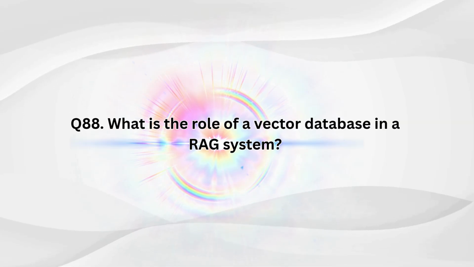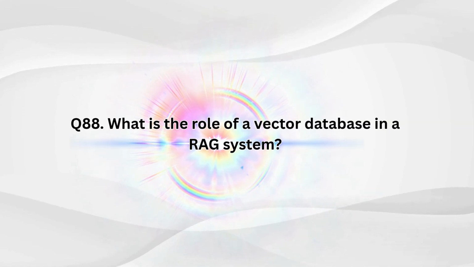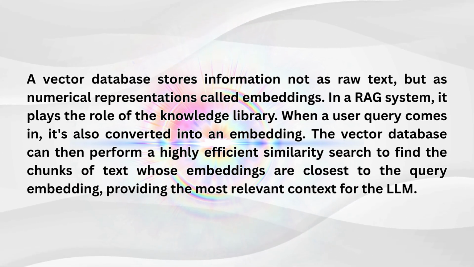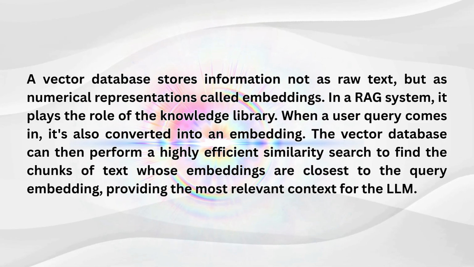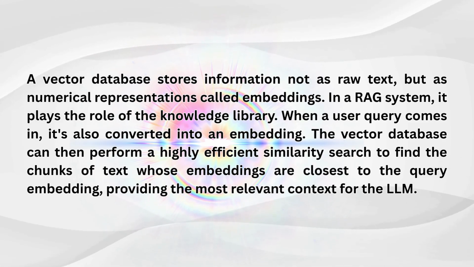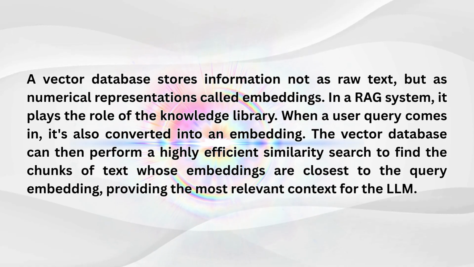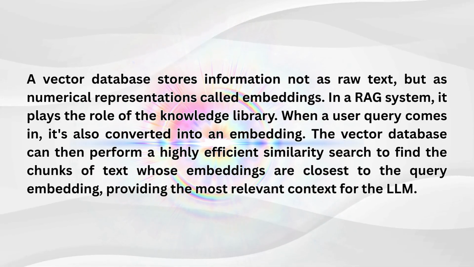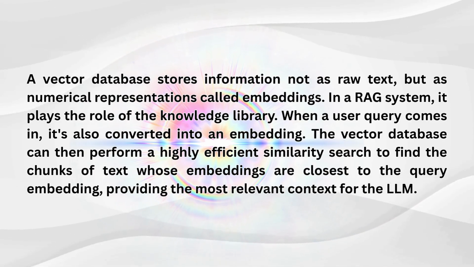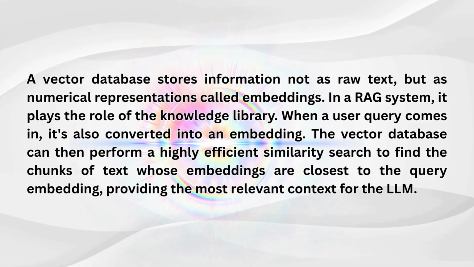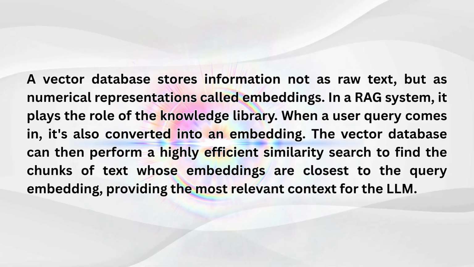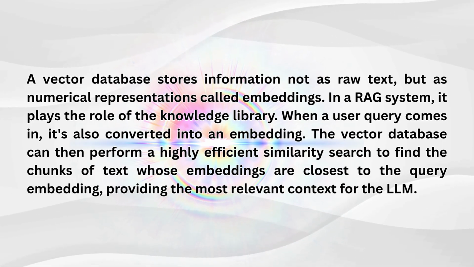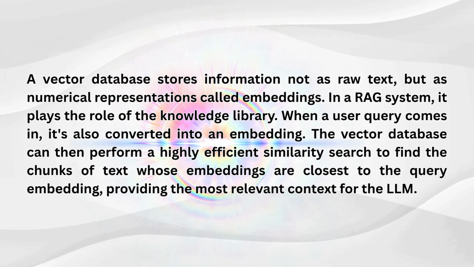What is the role of a vector database in a RAG system? A vector database stores information not as raw text, but as numerical representations called embeddings. In a RAG system, it plays the role of the knowledge library. When a user query comes in, it's also converted into an embedding. The vector database can then perform a highly efficient similarity search to find the chunks of text whose embeddings are closest to the query embedding, providing the most relevant context for the LLM.